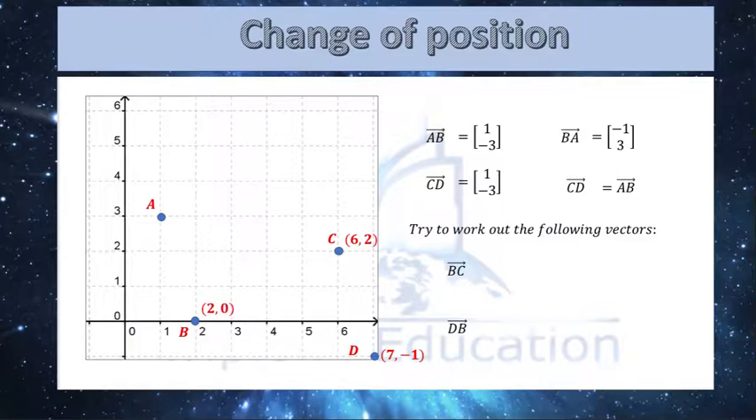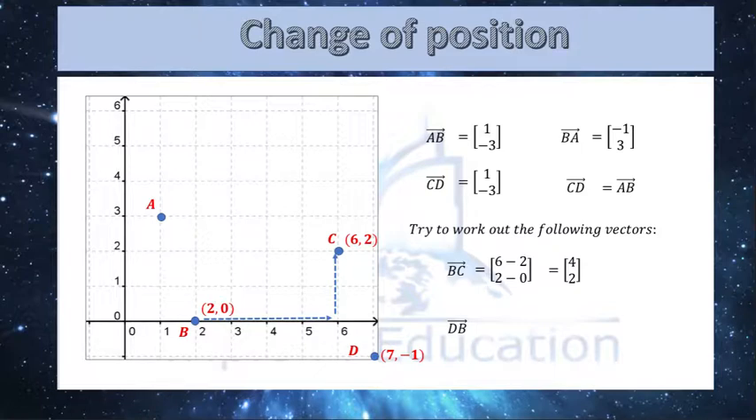To work out the vector BC, I start at B and I terminate at C. So to get the difference in my x direction, I would compute 6 minus 2, and the distance in my y direction, 2 minus 0. Notice it is the terminating coordinate minus the initiating coordinate: x2 minus x1, and then y2 minus y1. The vector BC will be given as [4, 2].